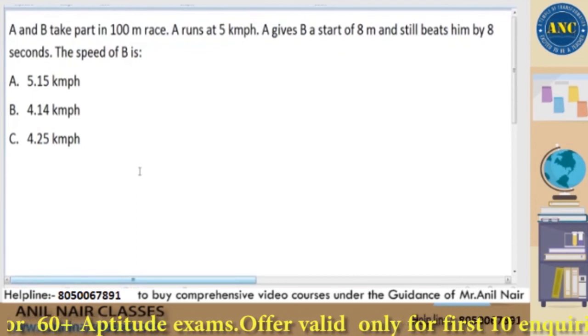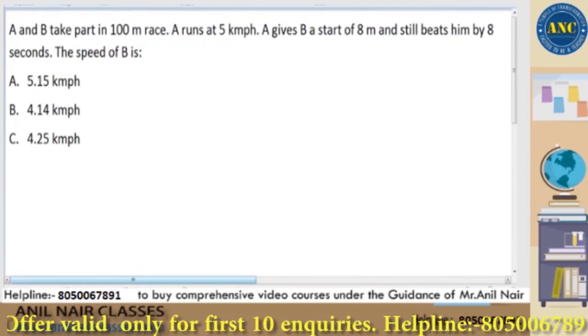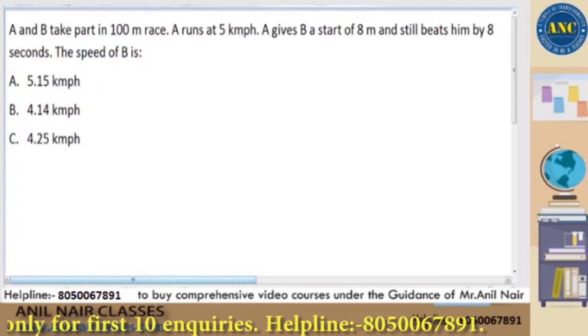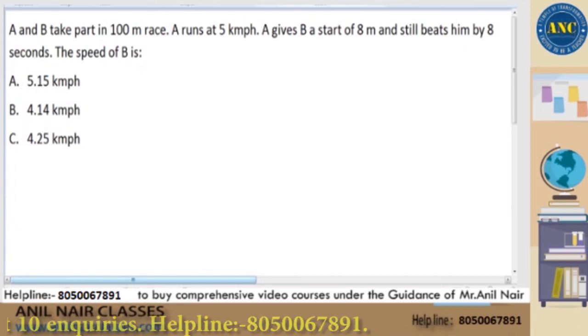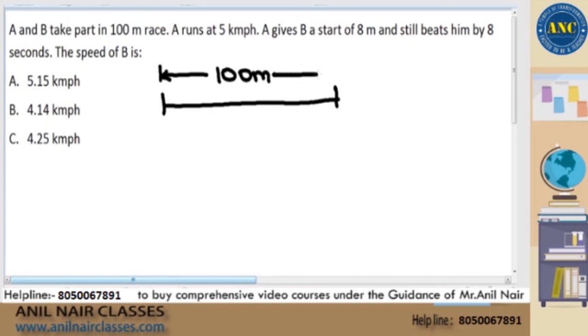The question says A and B take part in a 100-meter race. That means there are two people, A and B. They will participate in a 100-meter race. That's the first point. That means if this is the track, their length is 100 meters. That is what I understood from this statement, and A and B are participating.